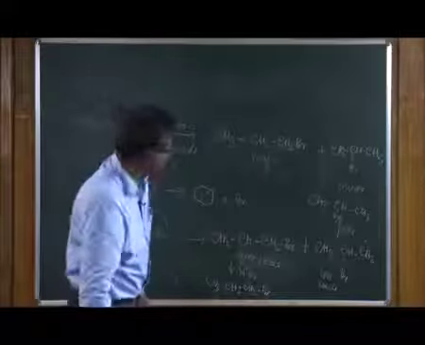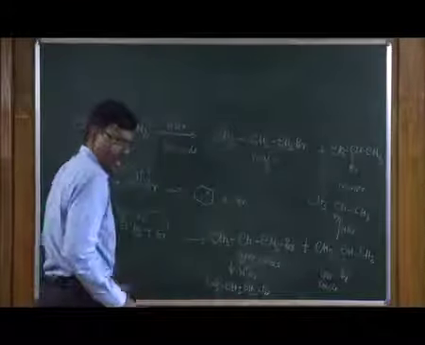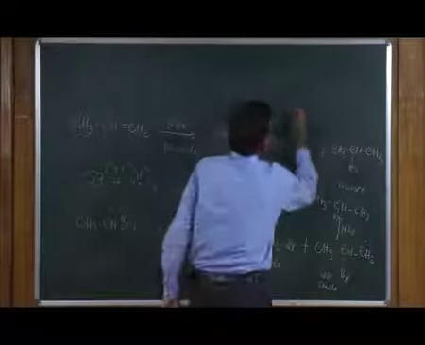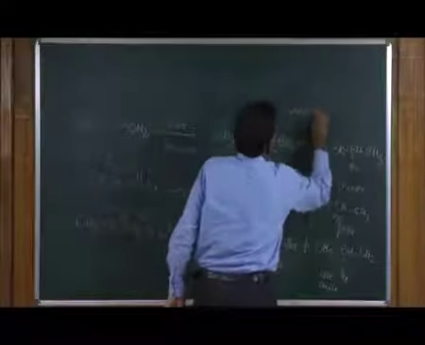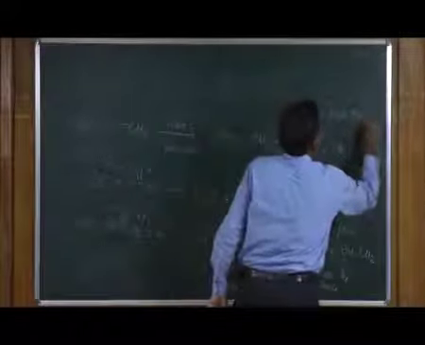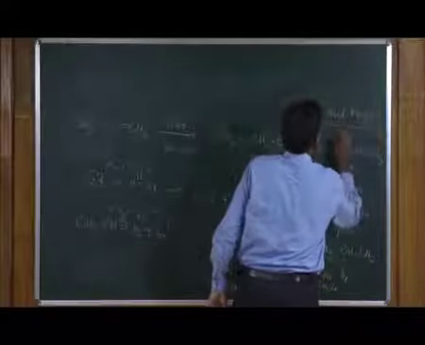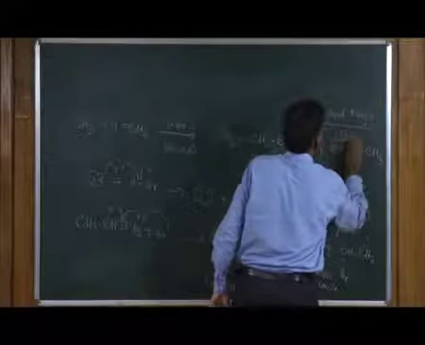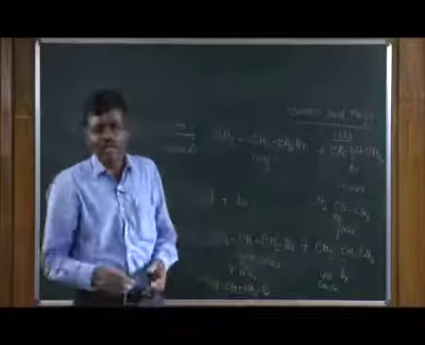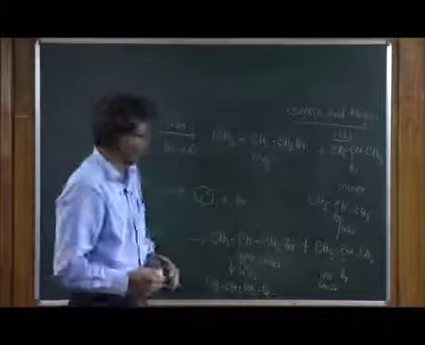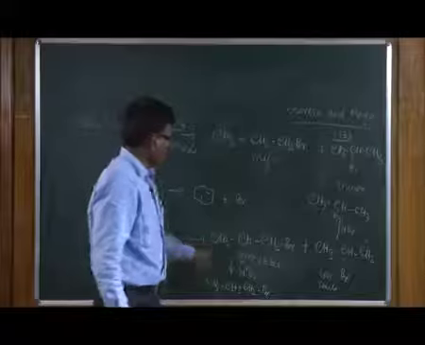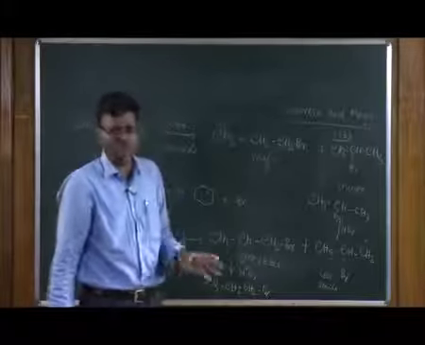This was discovered by Kharasch and Mayo. In 1933, they discovered this addition of hydrogen halide to alkenes in the presence of peroxides. They found that when the reaction is carried out in the presence of peroxide, the primary alkyl halide is always formed as the major product.